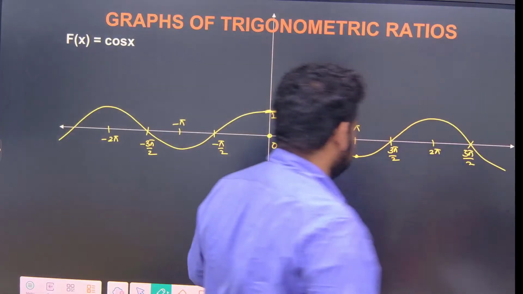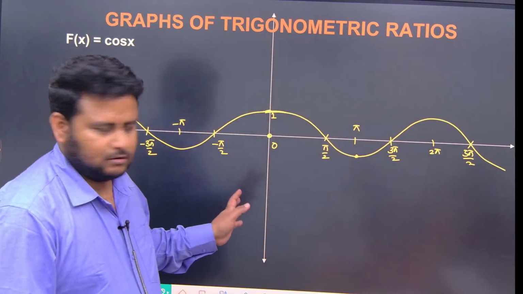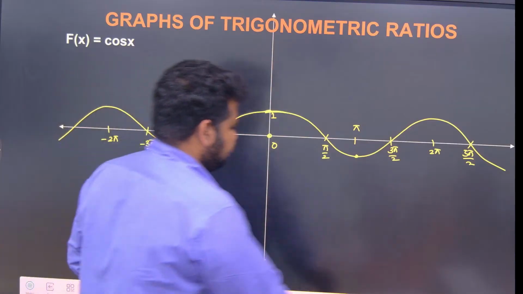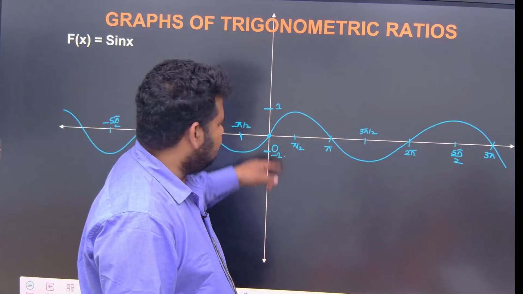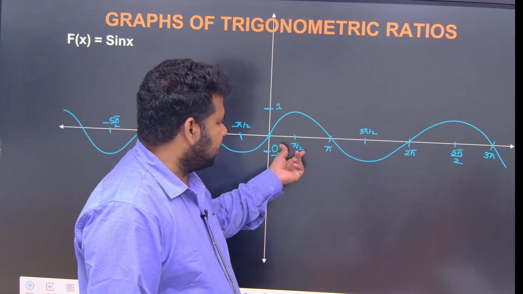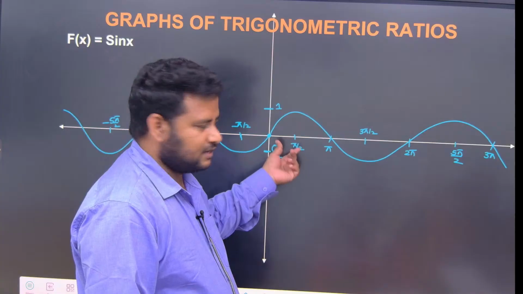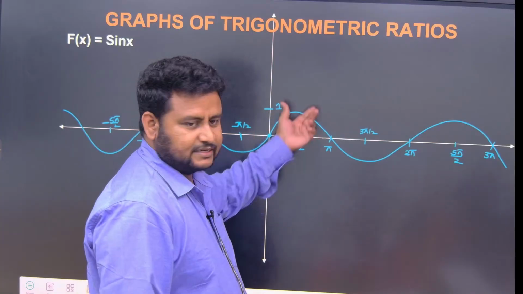These graphs I will just show you. They have not asked questions from graphs, but you just see here. When we talk about sine, it oscillates between minus 1 to plus 1. And it will reach maximum at which point? Pi by 2 it will reach 1, and again it will decrease, increase, decrease.